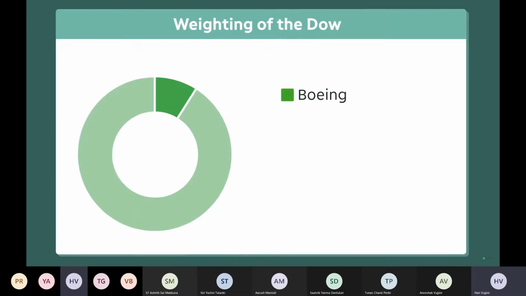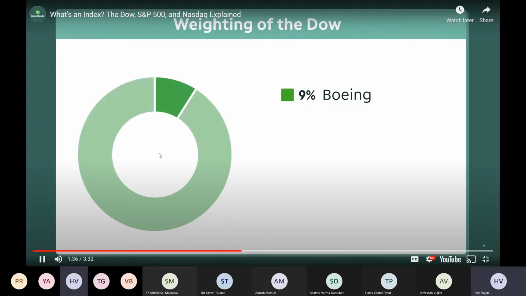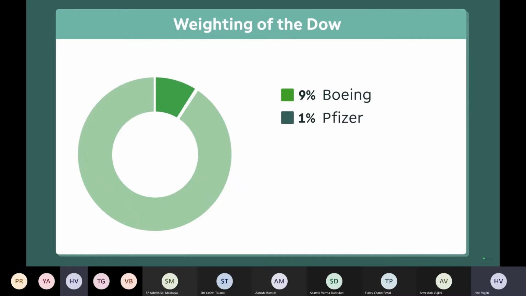In 2018, Boeing, the highest priced stock in the index, made up about 9% of the index, whereas Pfizer, the least expensive stock, was only 1% of the index.